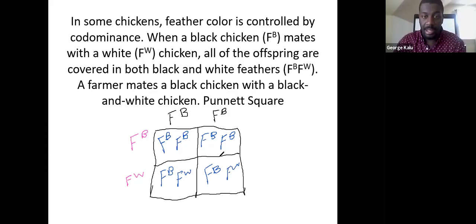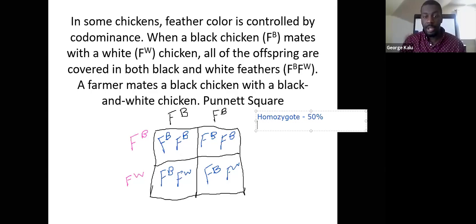FB, FW. Okay. So let's go ahead and interpret our Punnett square. So we'll start with our homozygotes. What is the probability of having an offspring that is a homozygote? Right, 50%, because, again, we're looking at two of the same alleles, and we see that in two of the four squares, these two top guys right here.